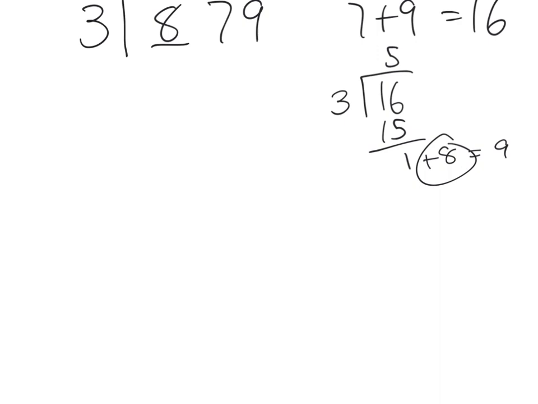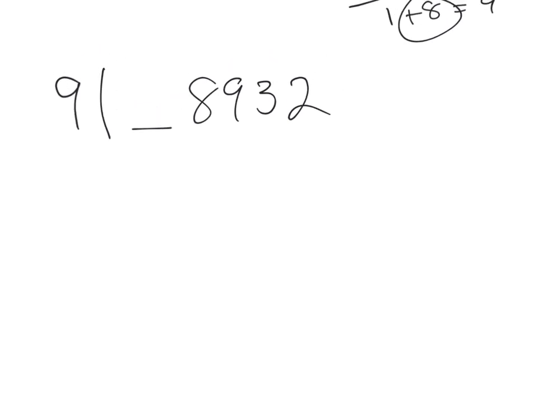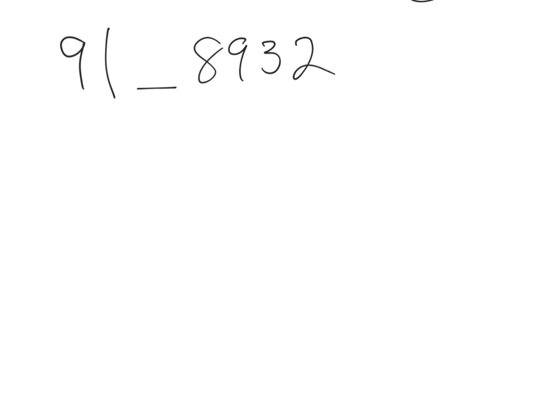So what about 9 divides evenly into blank 8932? Okay, so for this one, if an integer is divisible by 9, the sum of the digits is also divisible by 9. Okay, so it's pretty much the same thing as 3. So we add these together, we get 8 plus 9 plus 3 plus 2, which gives us 22.